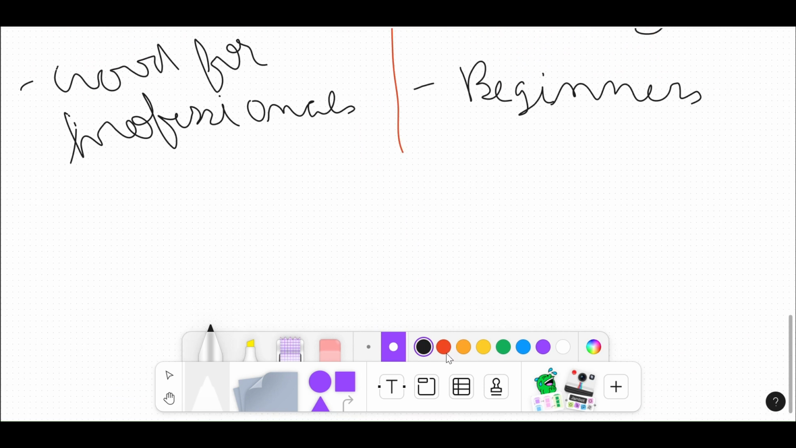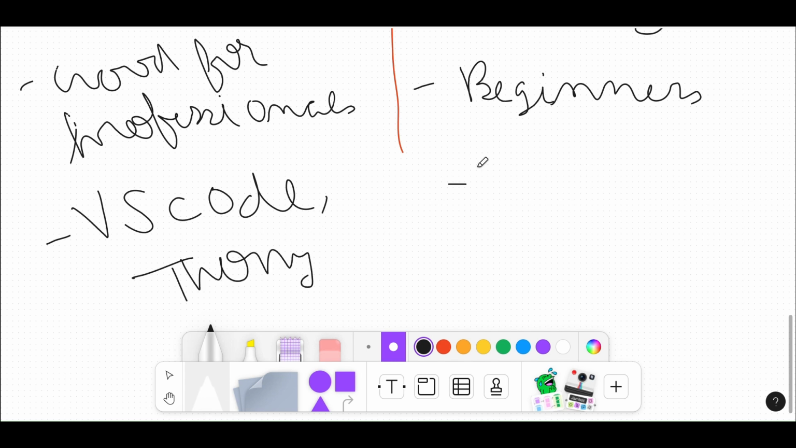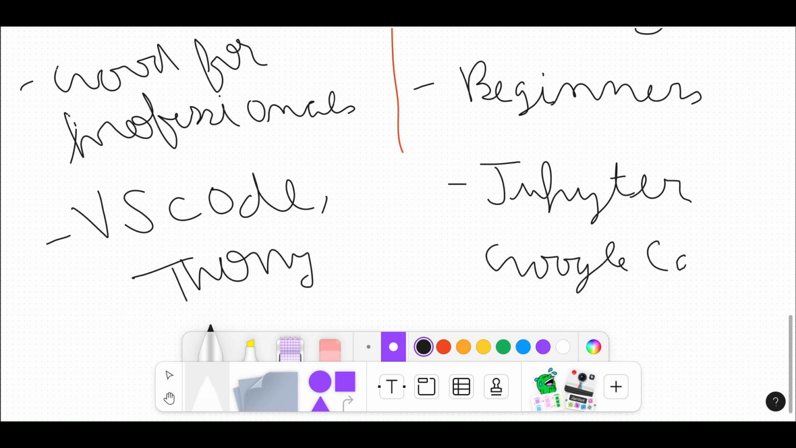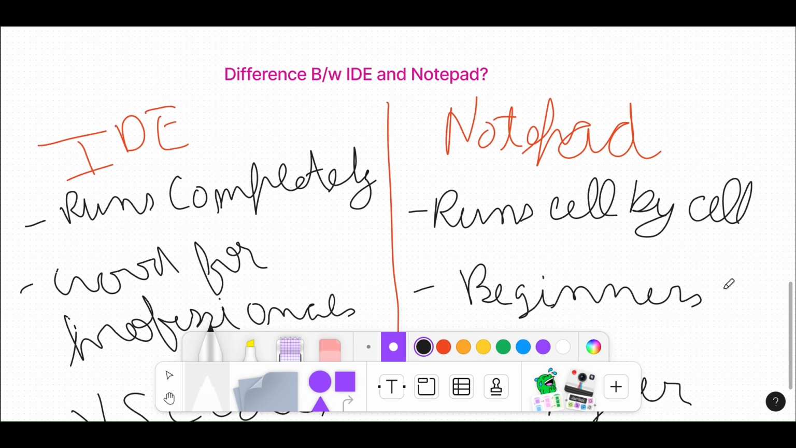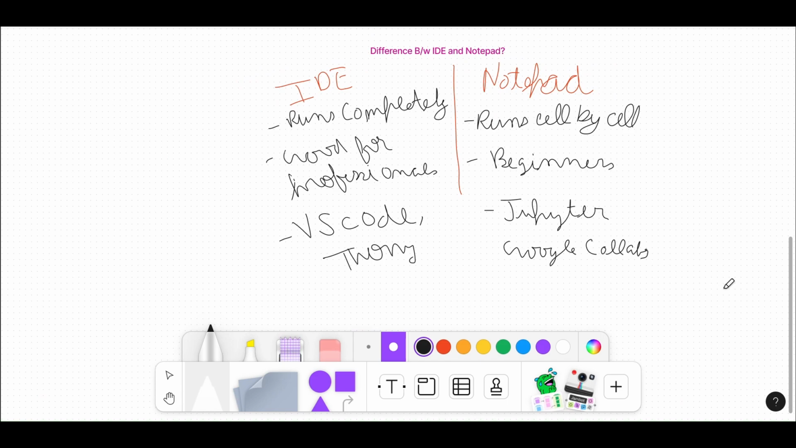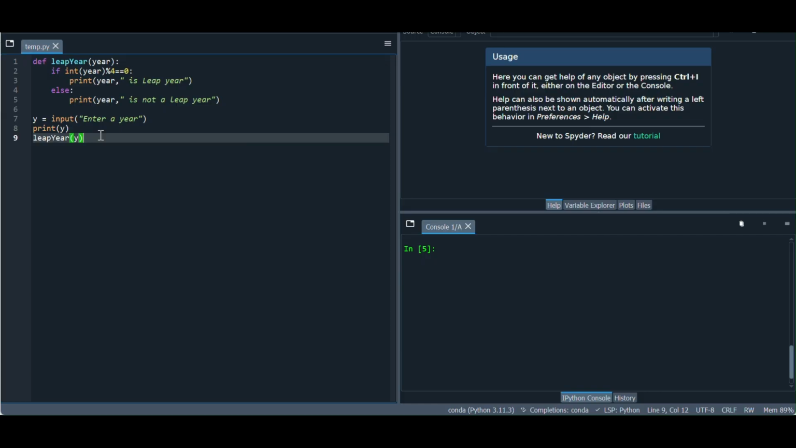IDE is good for professionals because they have good knowledge about the language. For beginners, I would recommend using Jupyter or notepads basically. Some examples are VS Code and Thonny for IDE, and Jupyter and Google Colab for notepad. Google Colab is a web-based notepad.